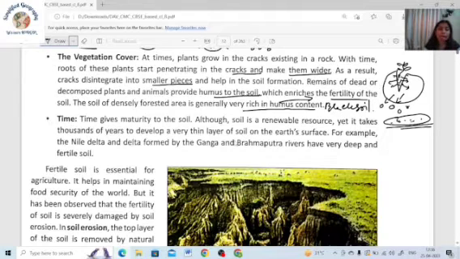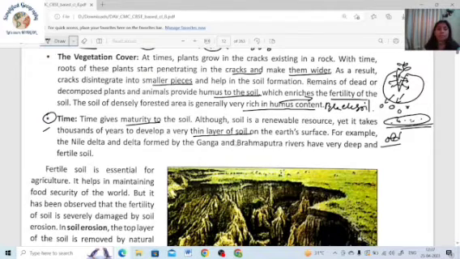Time. Now time is the last and most important thing. Time gives the soil maturity. Although soil is a renewable resource, yet it takes thousands of years to develop a very thin layer. So the older the soil, the more mature the soil.